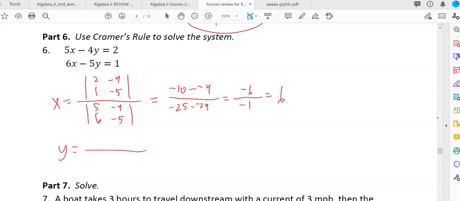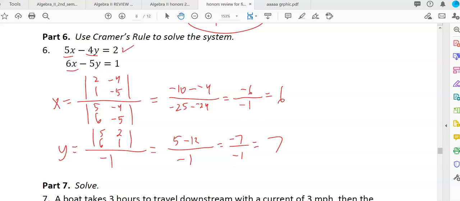Y equals, for this one, I know my denominator is -1, so I'm not going to worry about it. This is going to be 5 and 6 are still there from the coefficients, but I'm plugging in 2 and 1 here. And so in the numerator, I get 5 minus 12, which is -7, over -1, which is 7. So that should work. If I plugged it in, 35 minus 24, that's 30 minus 28 is 2, that works. 36 minus 35 is 1, that works. So that is the ordered pair. I would write it this way, 6, 7.